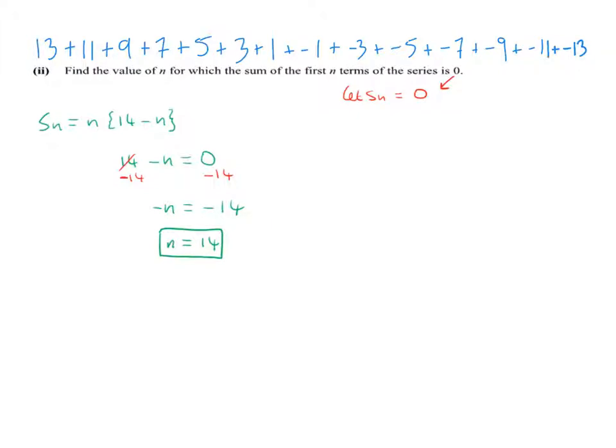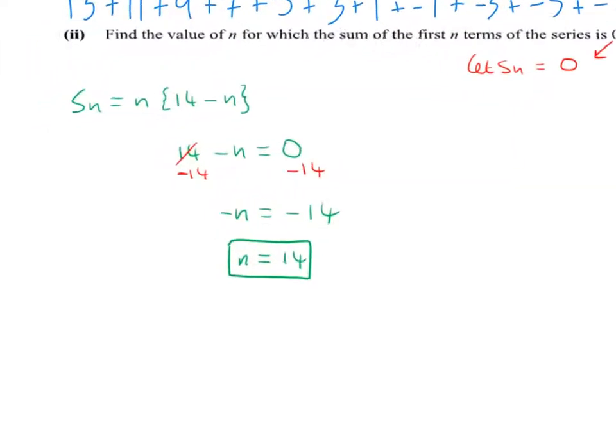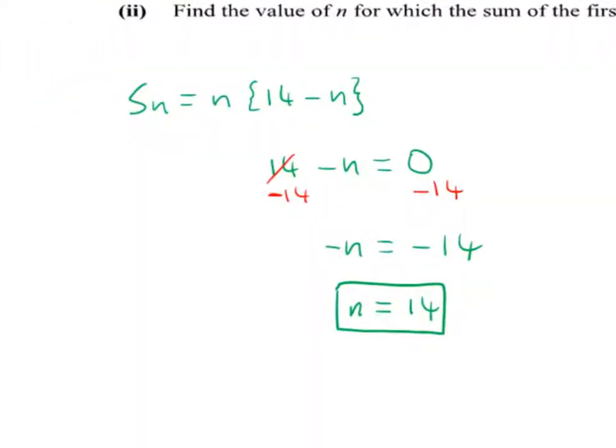So that's one way of doing it, but let's now check algebraically. If we take our Sn formula that we worked out in part 1, so Sn equals n multiplied by 14 minus n, and we let that equal 0 and then solve for n, we'll figure out what the number of terms is. So we do want an answer of 14. So n times 14 minus n, well, we start off by letting that equal to 0.